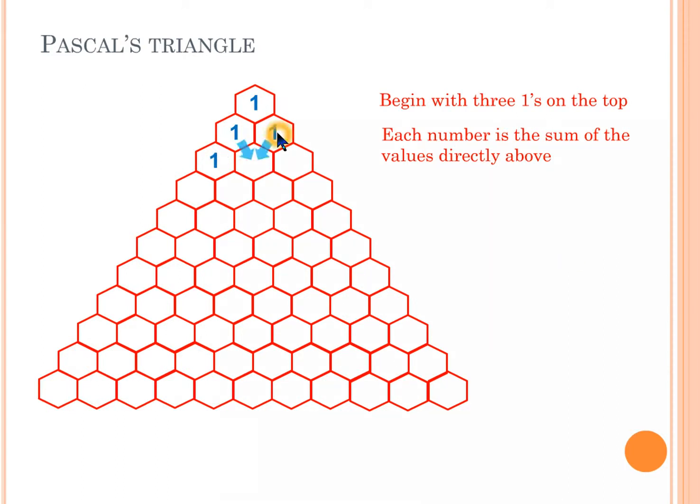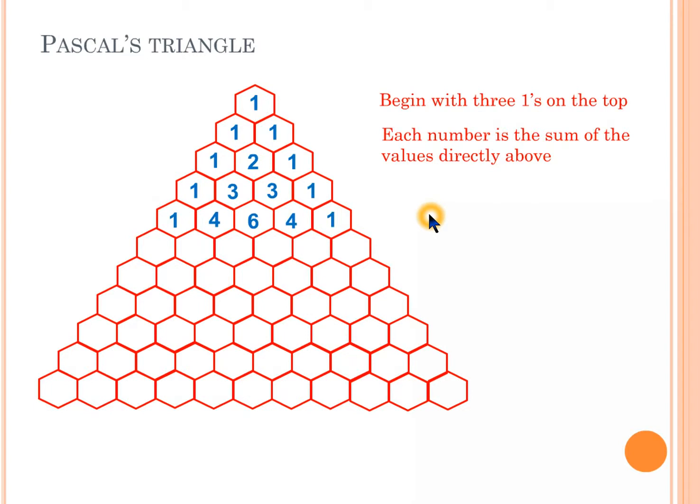Now 1 plus 1 would mean this is 2, and this number here will be a 1. Once again, this number will be a 1, and then 1 plus 2 will be 3, 2 plus 1 will be 3, and this outside number here will be a 1. Continuing on with the pattern, the outside numbers will be 1. The inside numbers will be the sum of the values directly above. So 1 plus 3 is 4. 3 plus 3 is 6. 3 plus 1 will be 4. And we'll have 1 on the outside here.